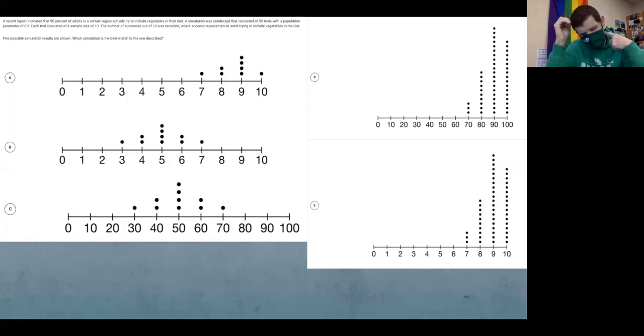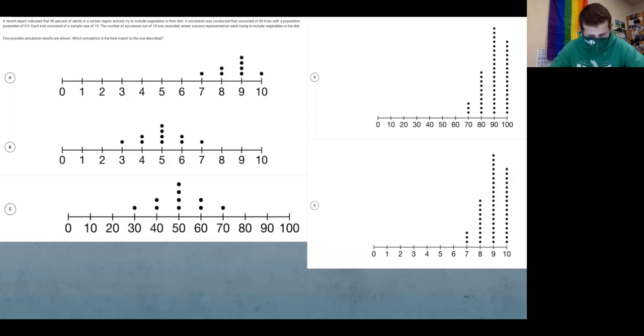But we've got a recent report indicated that 90% of adults in a certain region actively tried to include vegetables in their diet. A simulation was conducted that consists of 50 trials with a population parameter of 0.9. Each trial consisted of a sample size of 10. The number of successes out of 10 was recorded, where the success represented an adult trying to include vegetables in the diet. 5 possible simulation results are shown. Which simulation is the best match to the one described?